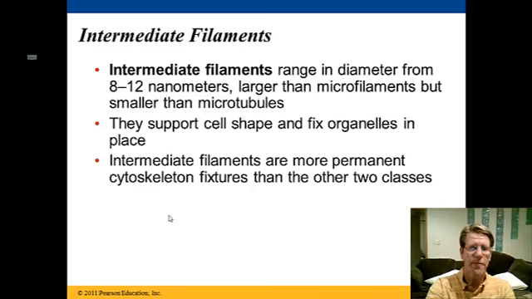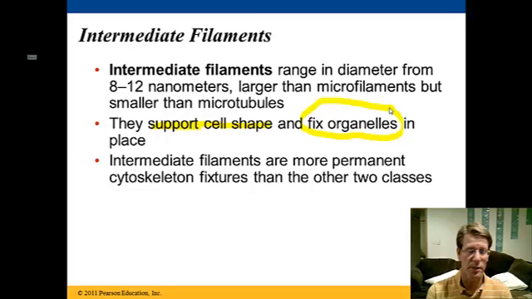Again, main function, support cell shape, we talked about that. But I think the more interesting and probably more relevant function is this need to get certain organelles locked into the cell so they're not floating all over the place. And the number one organelle that we're talking about here is the nucleus.